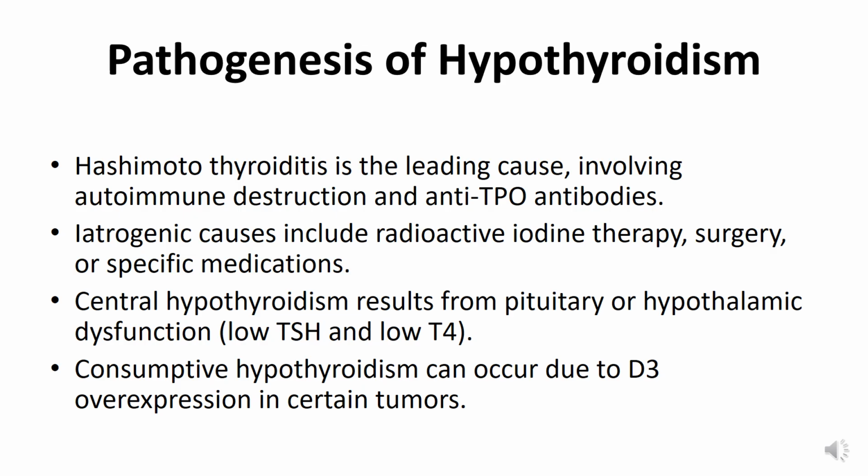A rare but fascinating cause is consumptive hypothyroidism. This occurs when certain tumors overexpress type 3 deiodinase, also called D3. D3 inactivates thyroid hormones by converting T4 into reverse T3 and degrading active T3. When tumor D3 activity becomes excessive, thyroid hormones are destroyed faster than the body can replace them. As a result, patients may develop profound hypothyroidism despite a normally functioning thyroid gland.